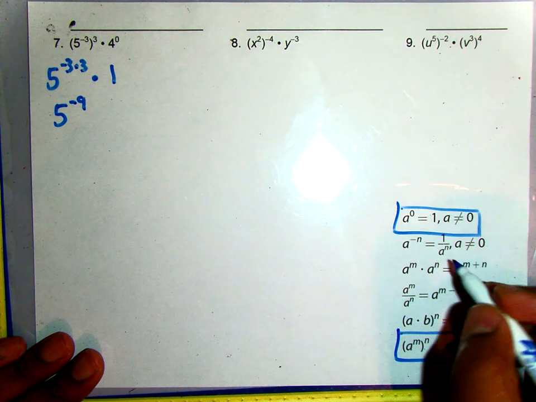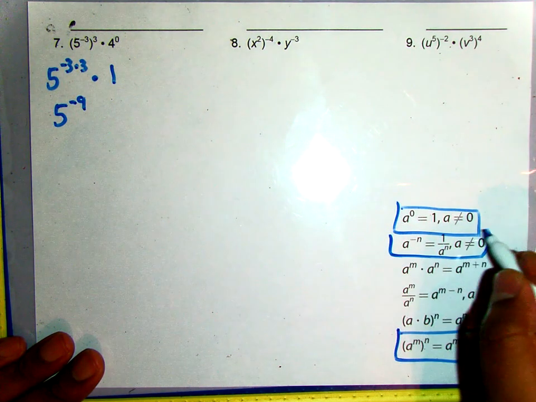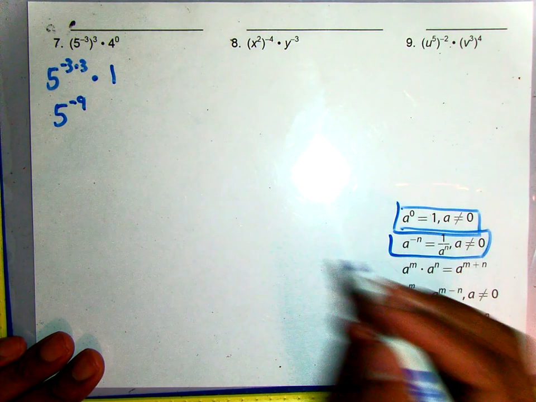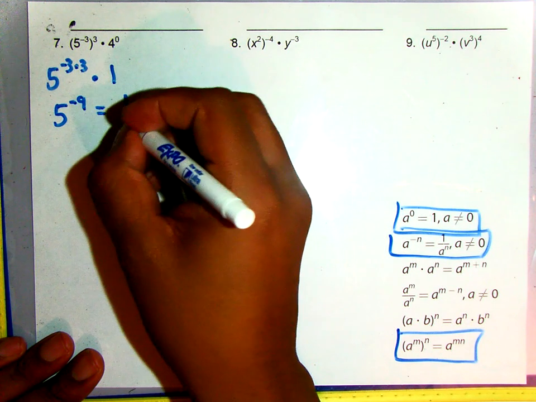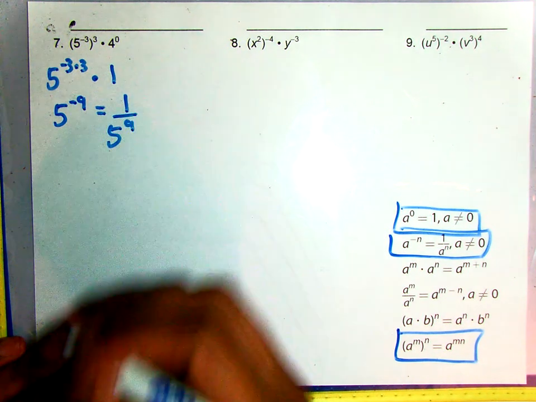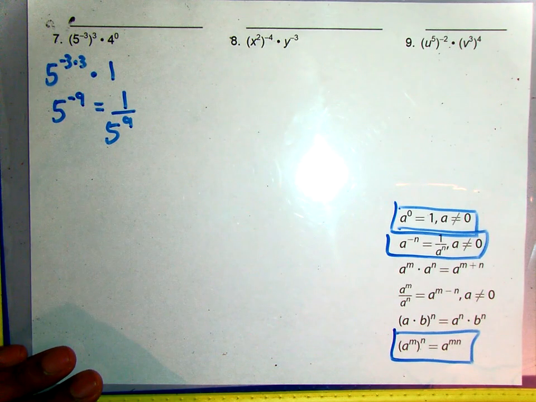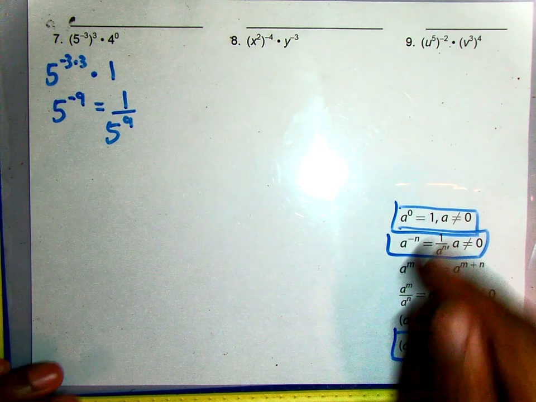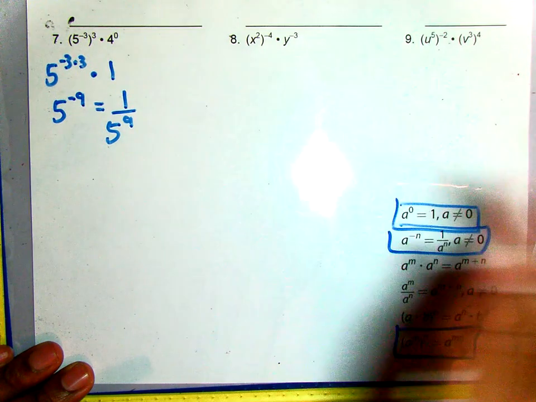And now we're going to go ahead and take a look at this rule here. Remember, you can't leave a negative there. So we're going to change this to 1 over 5 to the 9th. So if you stay looking at the rules and matching it with what you have, you can't go wrong.